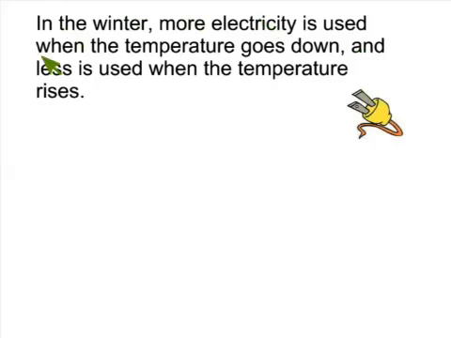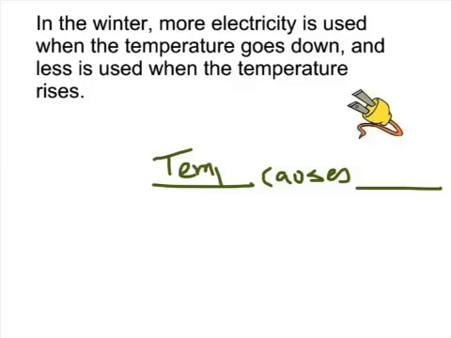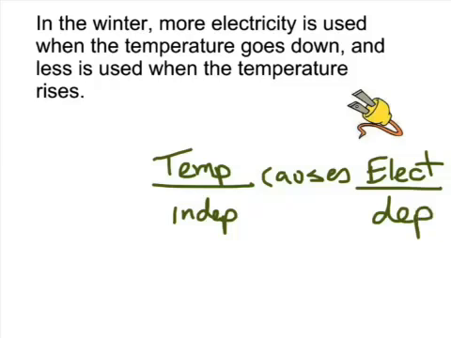So on your homework, you're going to have to figure out which one's the independent, which one's the dependent. In the winter, more electricity is used when the temperature goes down, but less is used when the temperature goes up. So it sounds like what you want to do is create a sentence. Something causes something else is one way to come up with it. Now, electricity does not cause the temperature to change. So temperature affects electricity use. So temperature is the independent variable causing the dependent variable to happen.